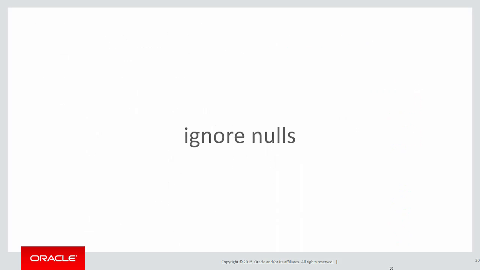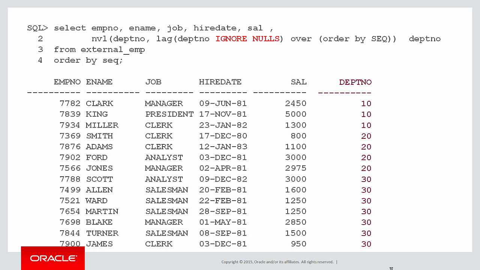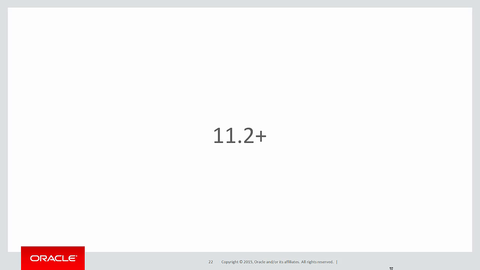Just like the windowing clauses, last value and first value, lag and lead have an ignore nulls extension. So let's plug that in. We use ignore nulls, and there we have the result we were after. Department number filled in for all rows, and we can easily group that now to get employee counts. You only get the ignore nulls extension for lag and lead once you're on 11.2 and above, so make sure you're on a currently supported version of Oracle.